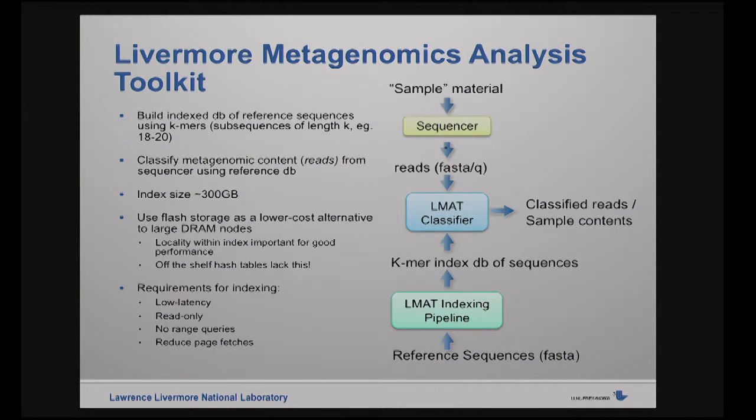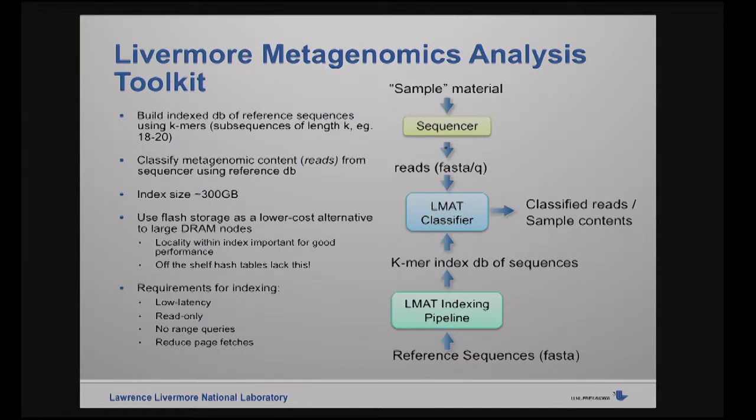That's the Livermore Metagenomics Analysis Toolkit. This is a more database-oriented approach. We're not using any particular platform; we're doing our own indexing. We base an index on subsequences of length k called k-mers, and each k-mer refers to a constituent organism. Using this database, we can do classification.